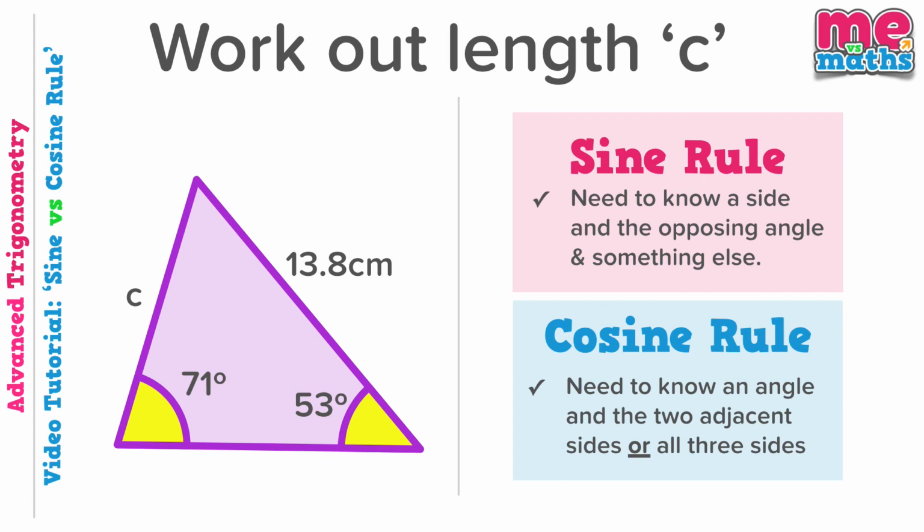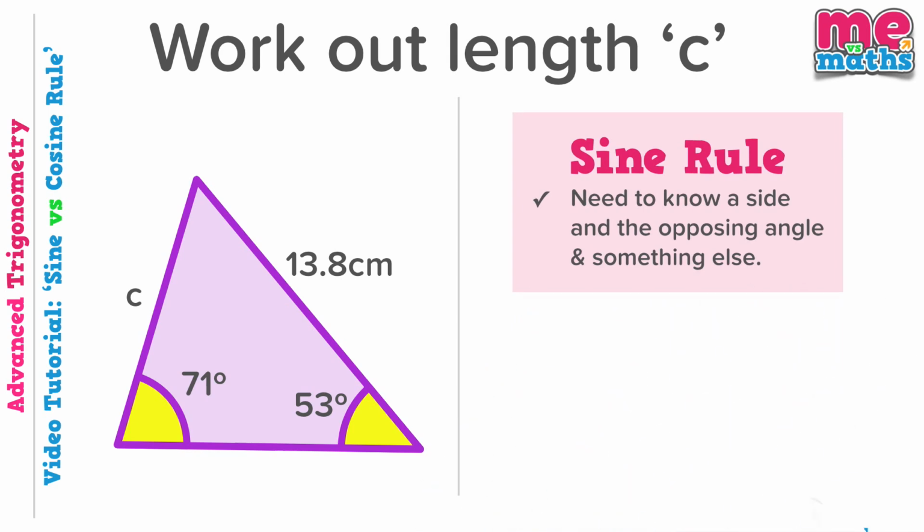A new question, and here we're wanting to find a side. We do know a side and the angle opposite, the 13.8 centimetres and the 71 degrees. And we know another angle and we're looking for what's opposite that. So the sine rule will work again.